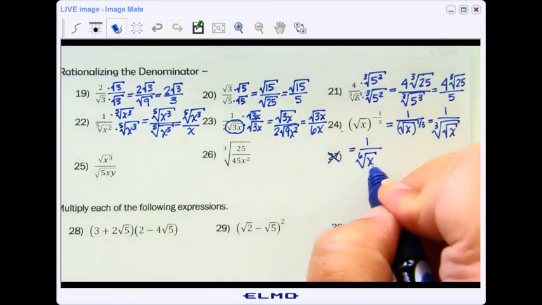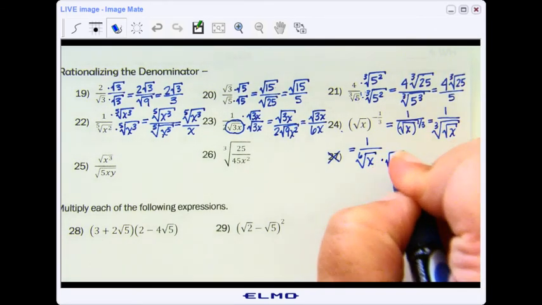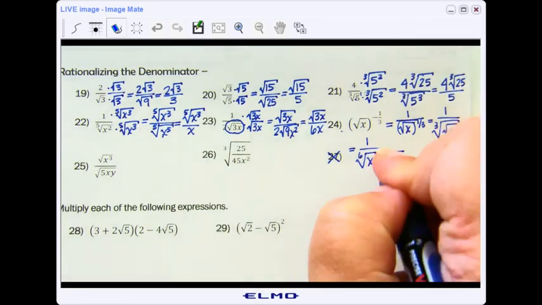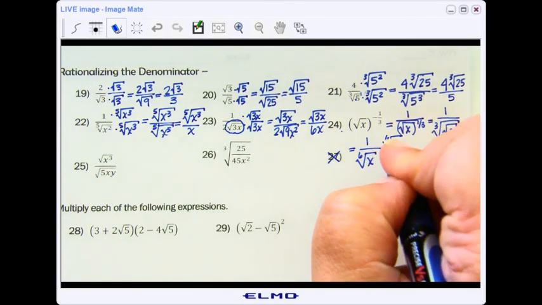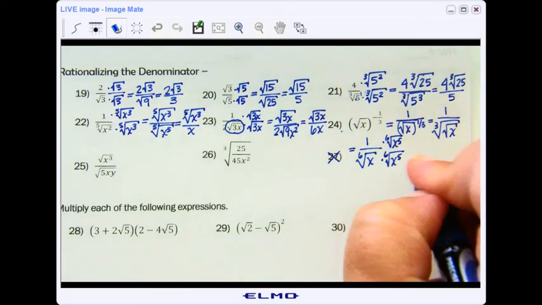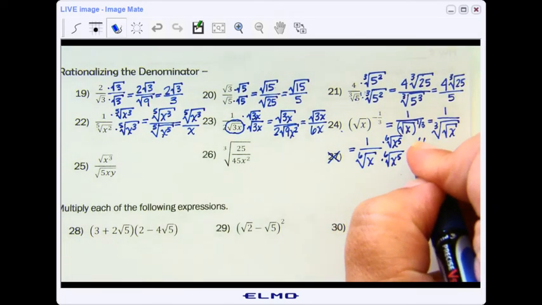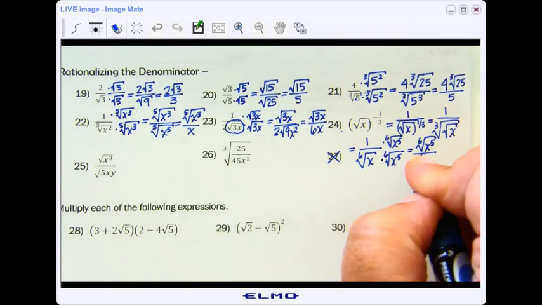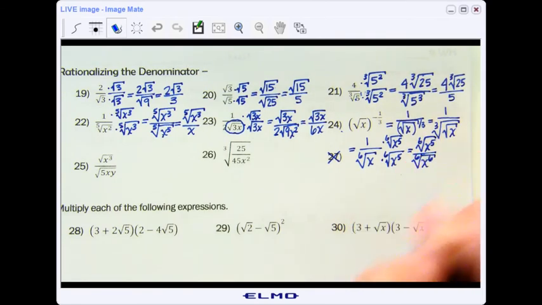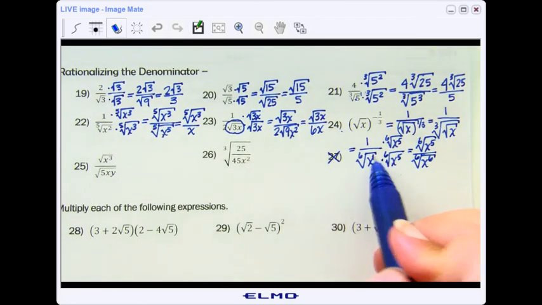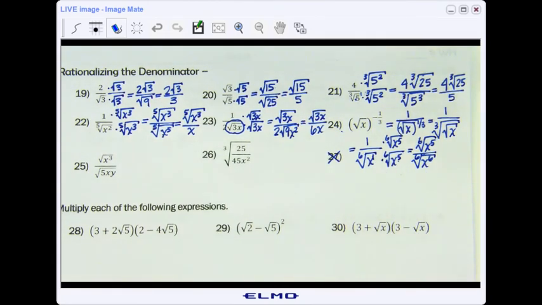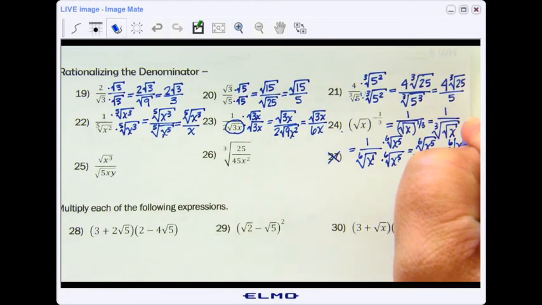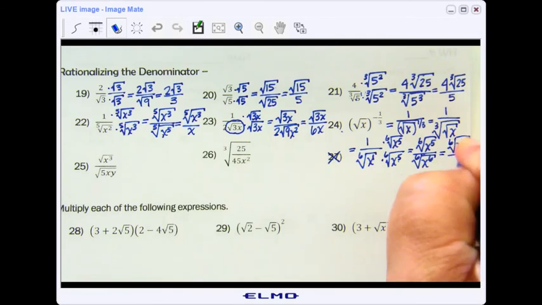So I need 5 more x's in order to rationalize. So I'm going to multiply by the 6th root of x to the 5th on the top and the bottom of my fraction. This gives me the 6th root of x to the 5th on top, and the 6th root of x to the 6th on the bottom, because 1 plus 5 is 6. So I have the 6th root of x to the 5th over x.